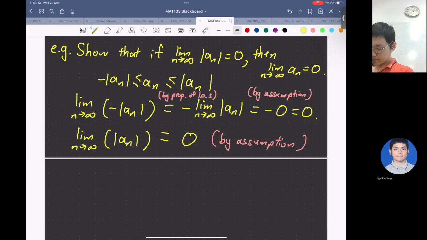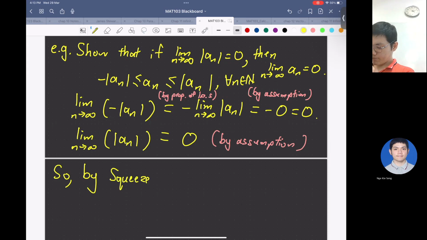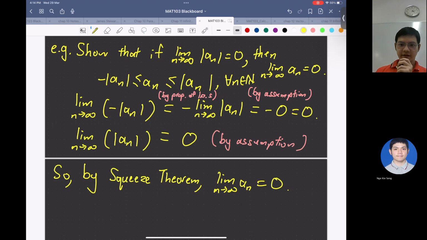So this is true for all n. Are you guys okay with this notation for all? So by squeeze theorem, the limit as n goes to infinity of an is 0. Okay, done.